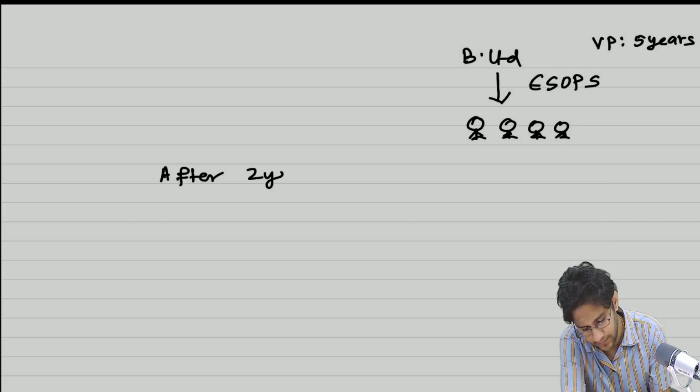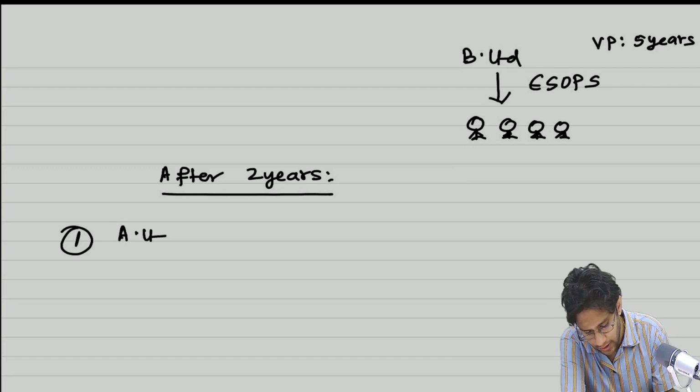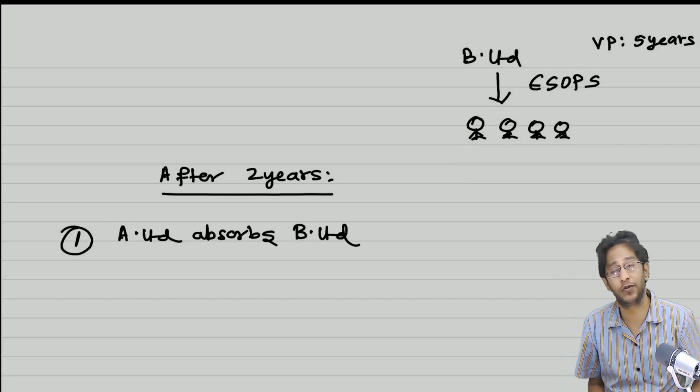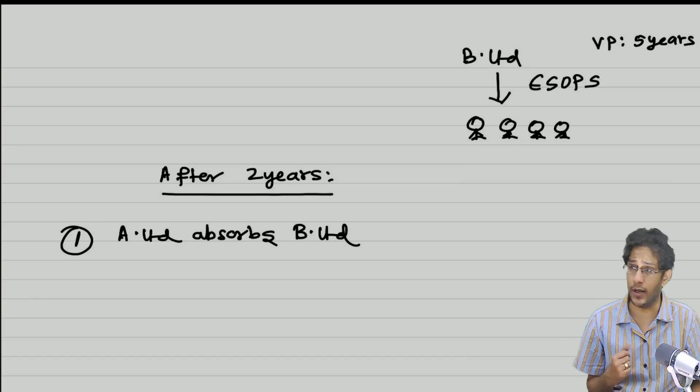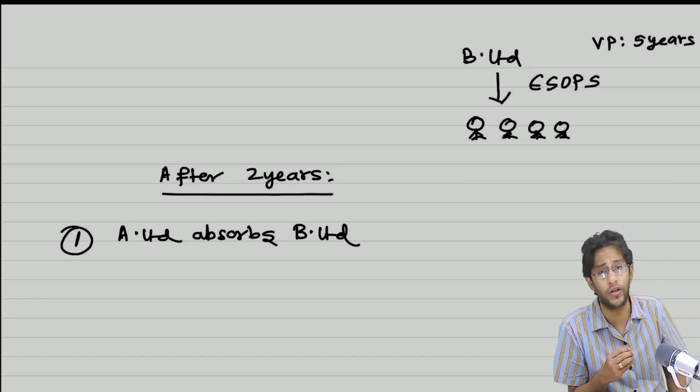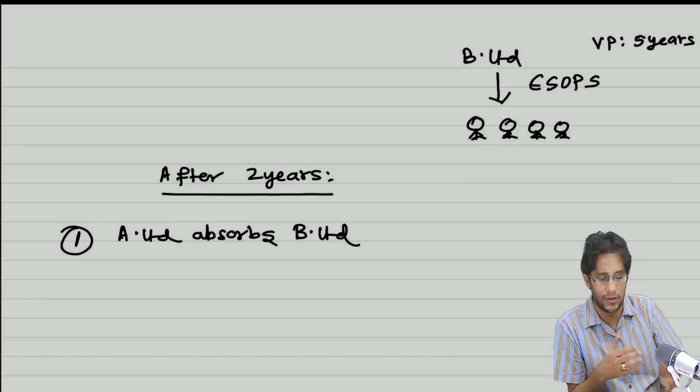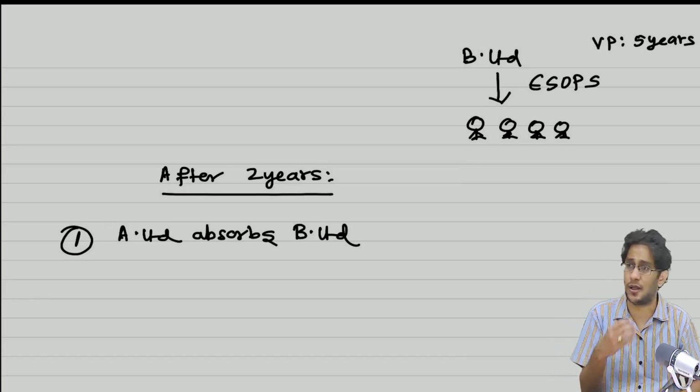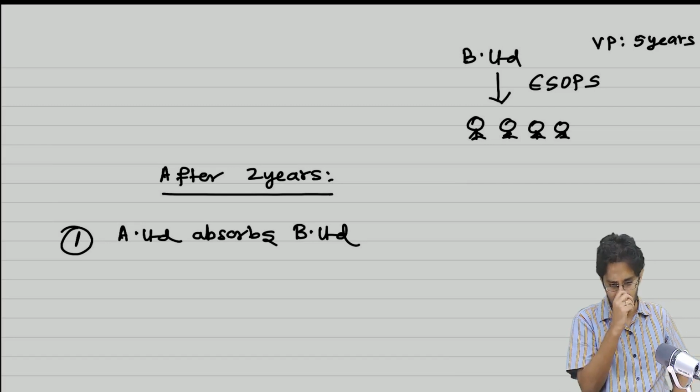After 2 years, example number 1: A Limited absorbs B Limited. What is the meaning of absorbing B Limited? The B Limited entity is liquidated and now the entire ownership of the business of B Limited is under the hands of A Limited. So imagine that the employees also will continue.